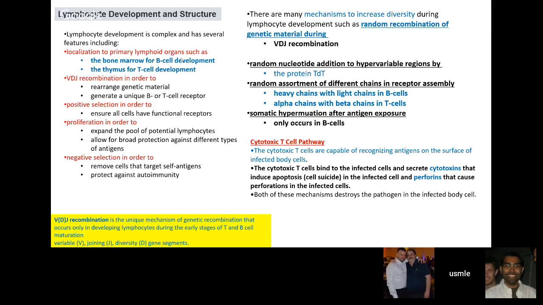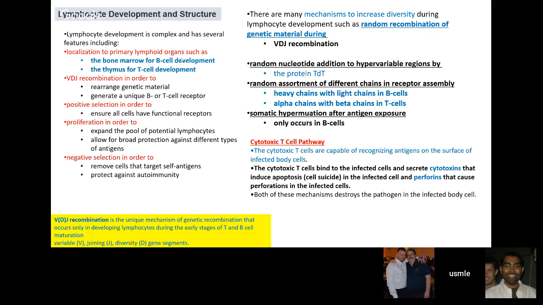Positive selection: you need T cells to be actional and functional to allow the destruction. Proliferation: they need to multiply and they need to be numerous when the infection comes, and then you need to control them, otherwise a big problem is going to happen. And this is why you need to have negative selection to remove all the cells that target self antigens, otherwise you're going to have autoimmune disease. And this is why, actually, once again, you don't have autoimmune disease going on.